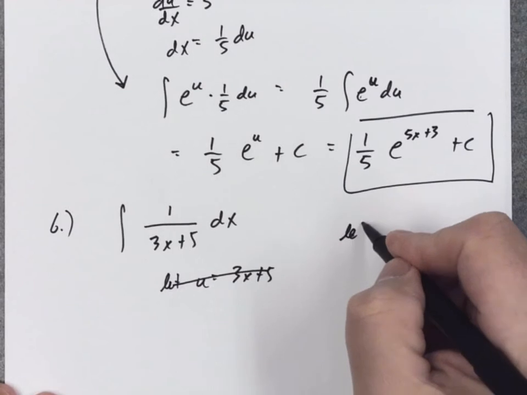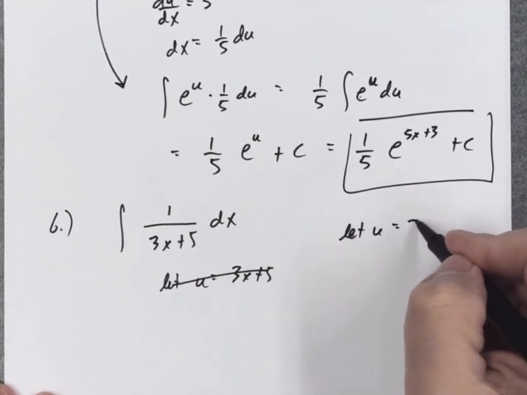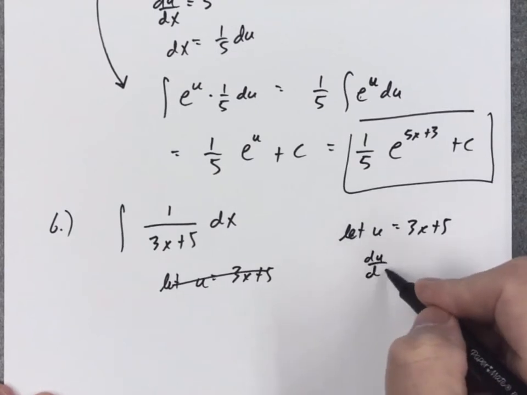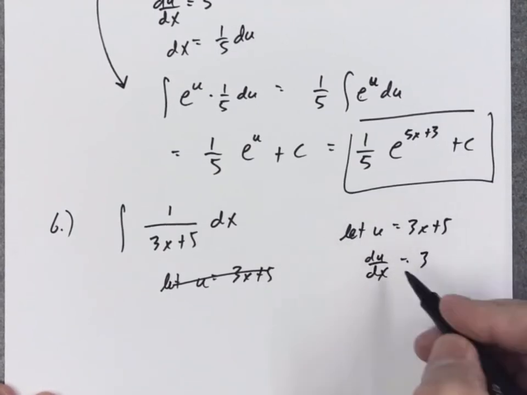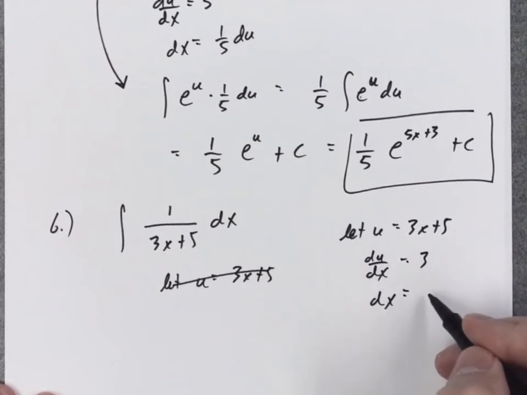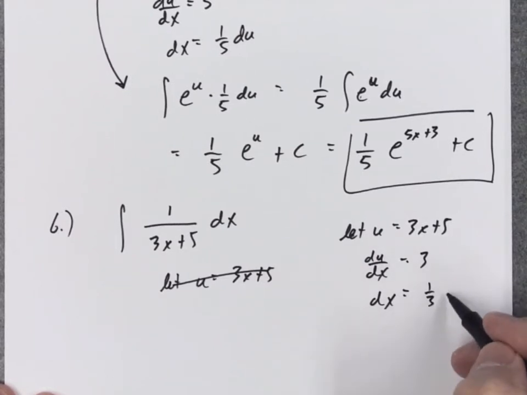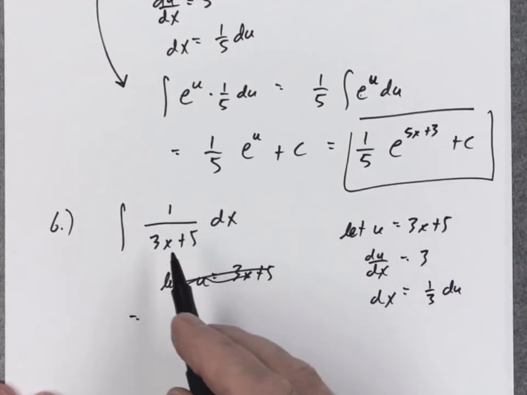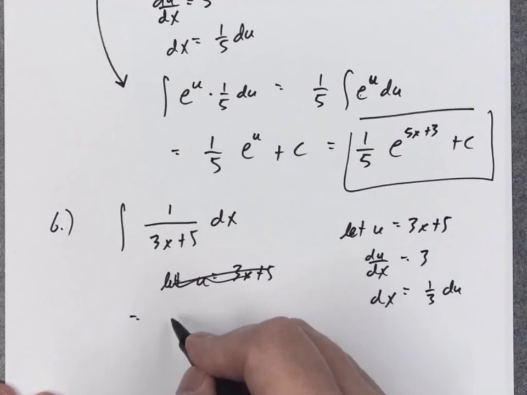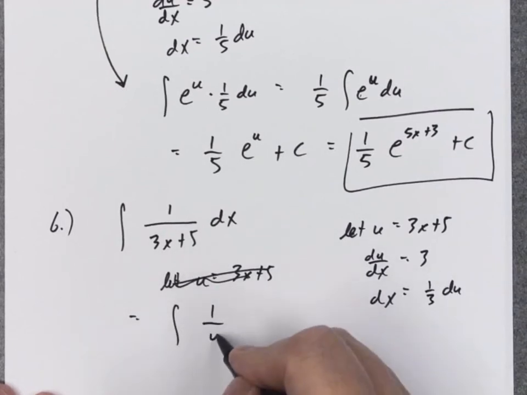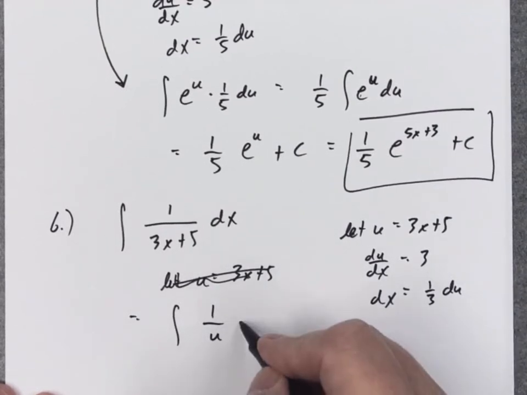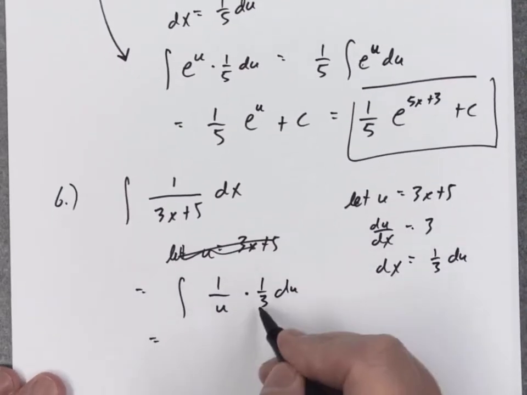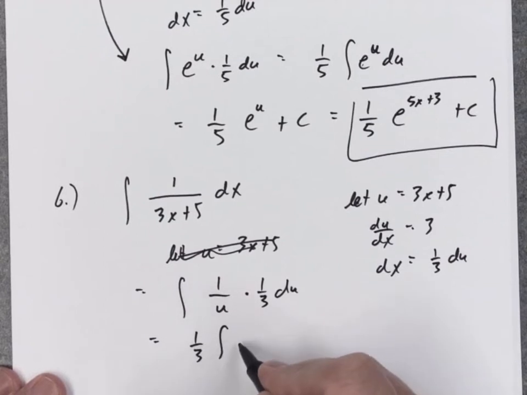Let me do this off to the side. I keep forgetting to do that. Take the derivative with respect to x. Solve for dx. Now go back over here. Switch from x's to u's. So 1 over u, then dx is 1/3 du. I'll move this 1/3 out front.